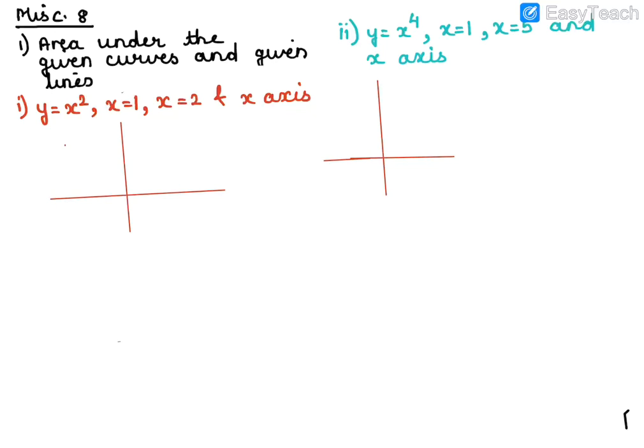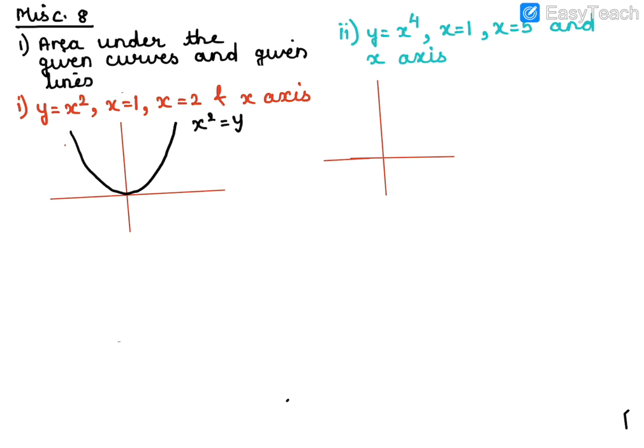Miscellaneous 8, and we have to find out the area under the curves, which is y is equal to x square, the line x is equal to 1, x is equal to 2, and x-axis. So this y is equal to x square is a parabola which opens in the upwardly direction. x square is equal to y.